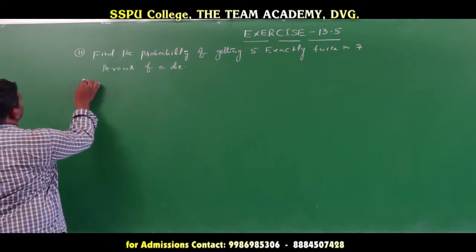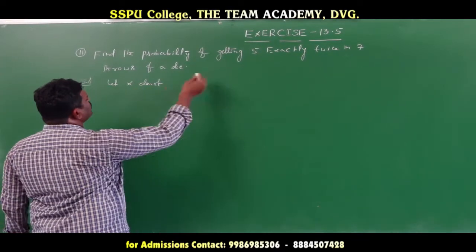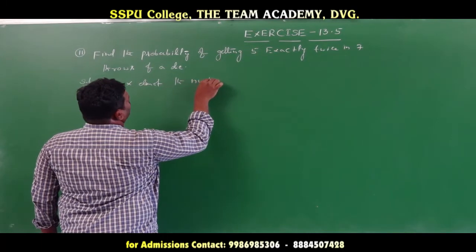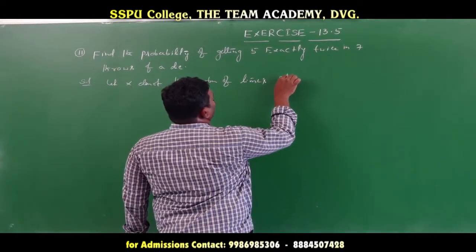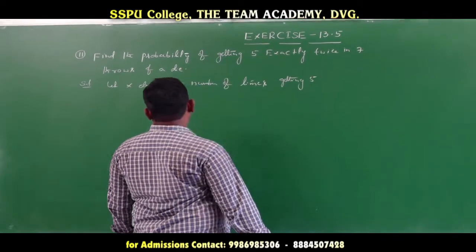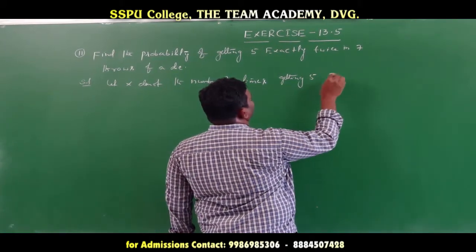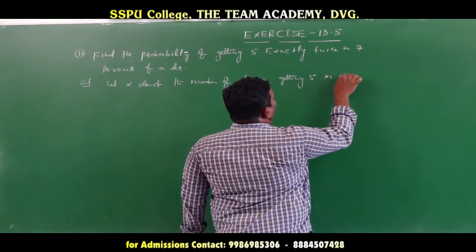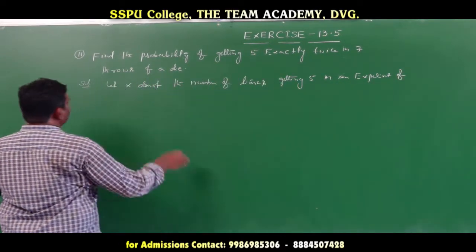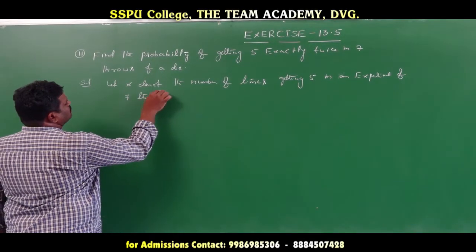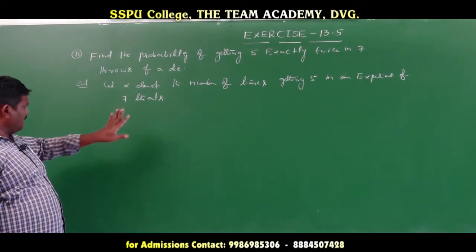Now see, first we represent x. Let x denote the number of times of getting 5 in an experiment of 7 trials.